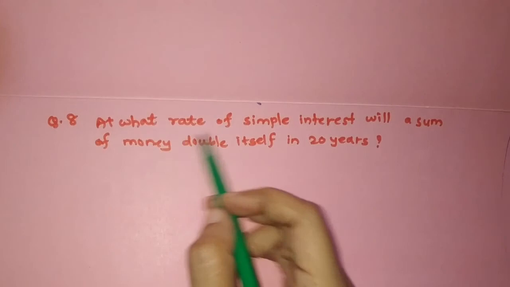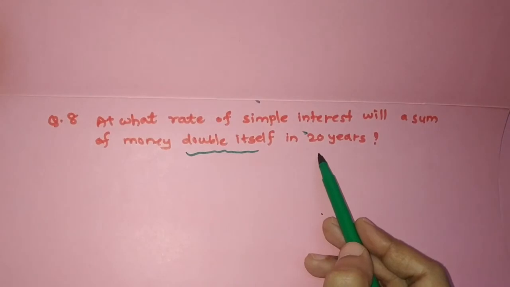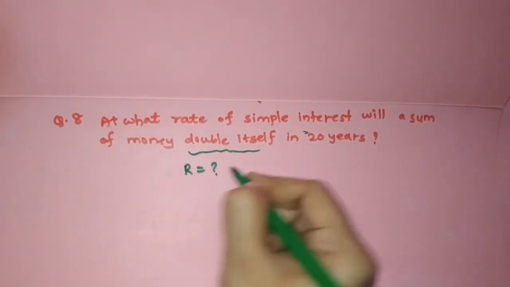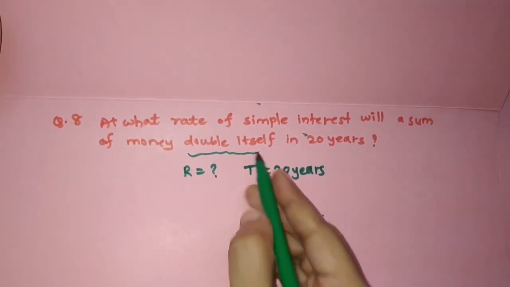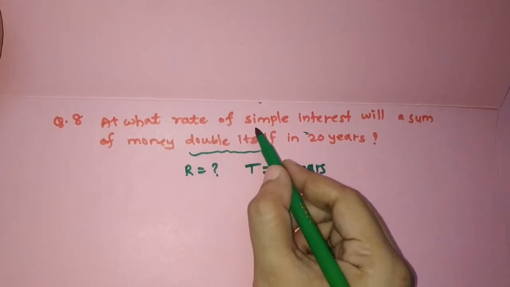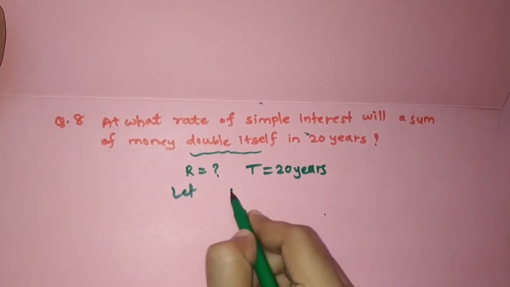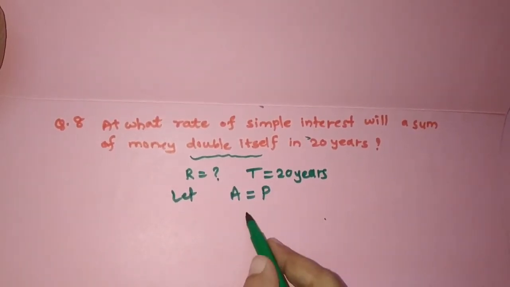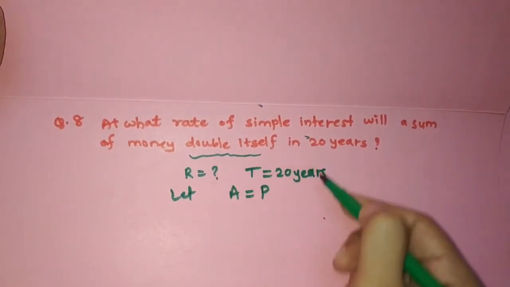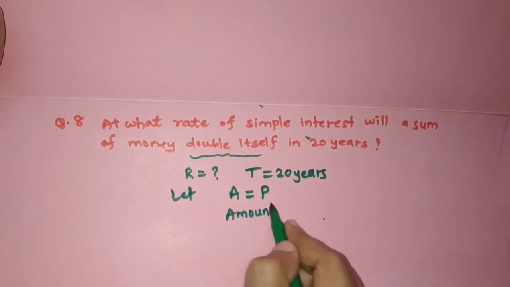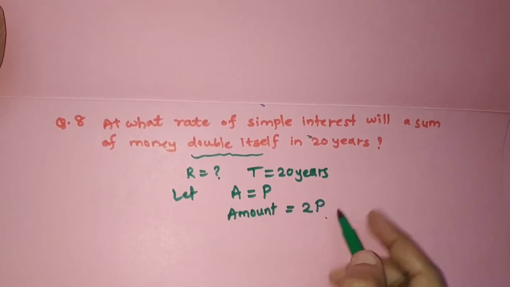So now the next question is, at what rate of simple interest will a sum of money double itself in 20 years? So we need to find out the rate of interest, and time is given as 20 years. We want such a rate of interest that the sum of money doubles itself. Let's consider the principal as P, and we want to double it, so we can consider amount equal to 2 times principal, that is 2P.